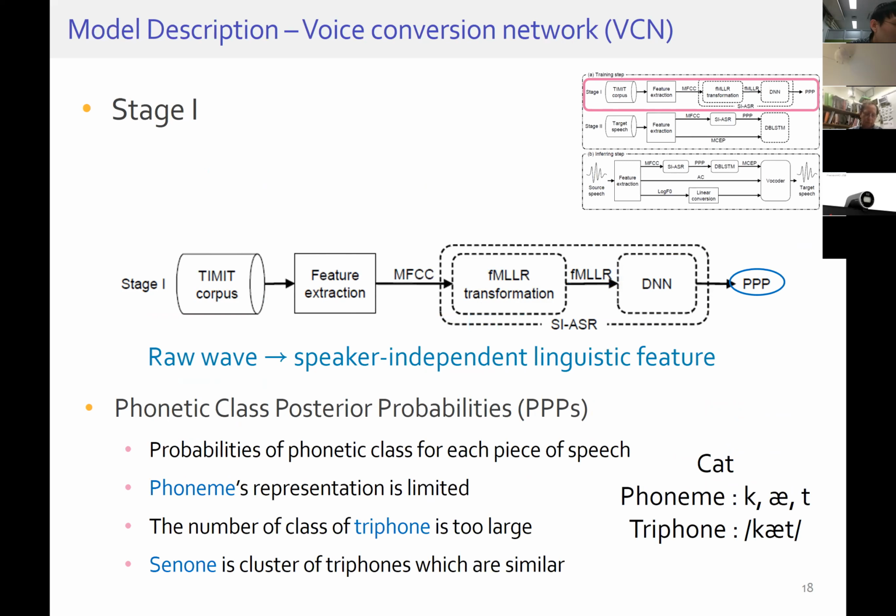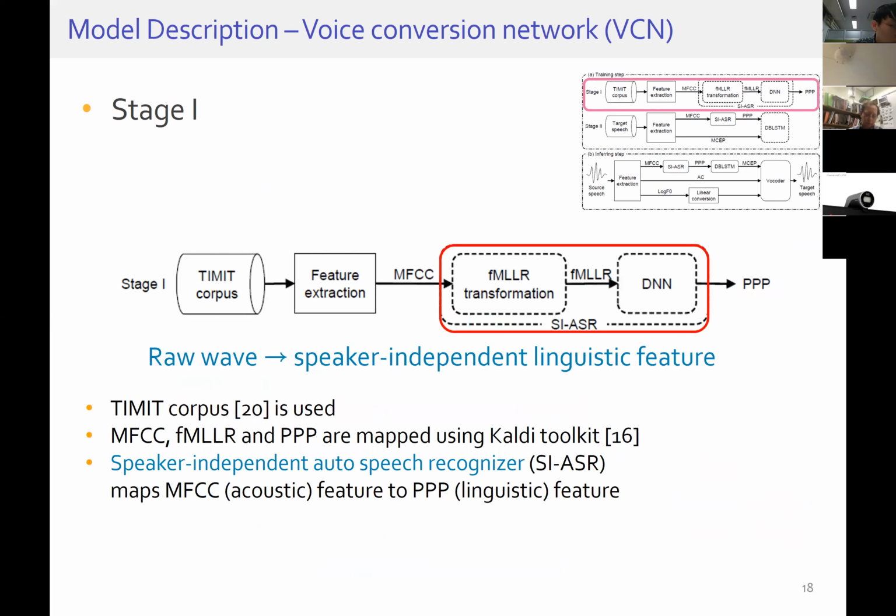There are phoneme, triphone, and senone as phonetic classes. Phoneme roughly corresponds to each character, but has poor representation. Triphone considers previous and next phonemes, but has too large a number of classes. So we used senone as the phonetic class, which clusters similar triphones into one. In summary, SIASR maps the MFCC of the source speaker to PPP. We use the TIMIT database to train SIASR, a public speech dataset.